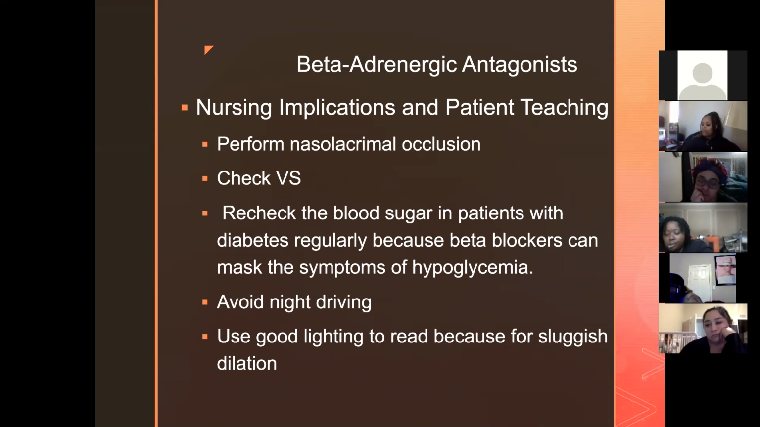Tell your patients, please don't drive at night. All right, we already know that this can cause blurry vision, so we don't want to do that. And make sure your patient is using good lighting when they're reading, because their pupils will be sluggish to dilate. So they need to have adequate lighting.